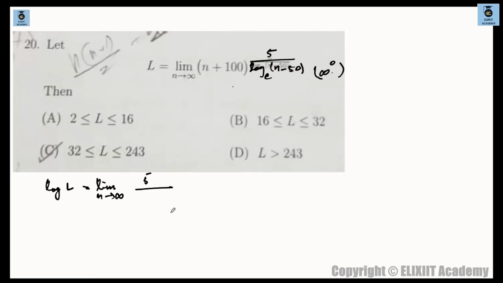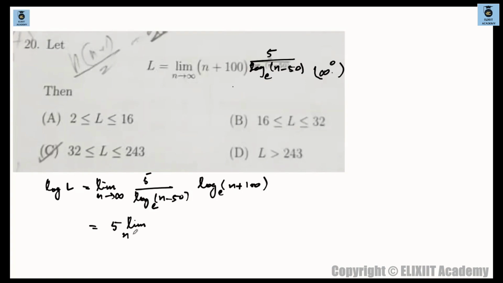This will come down. The power will come down. So 5 upon log of n minus 50 base e, and this is log of n plus 100. Both are natural logs. Okay. So 5 is just a constant, so you can take this out.